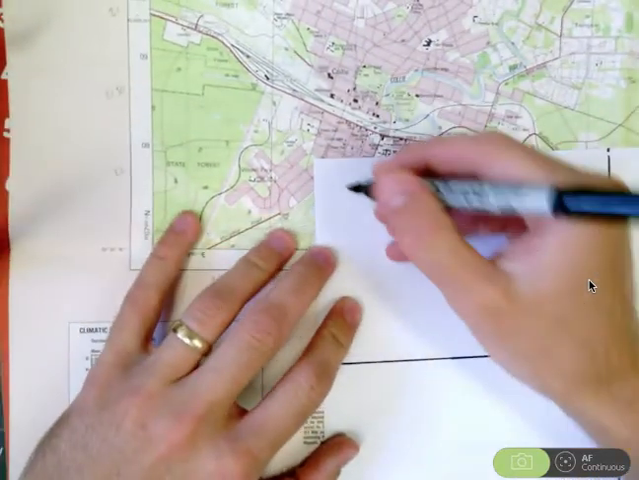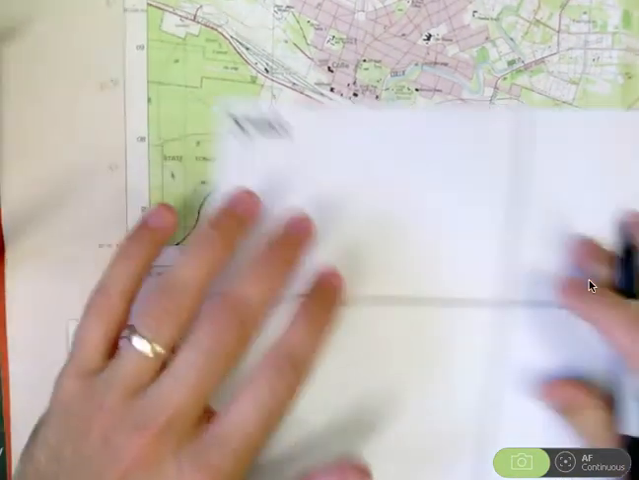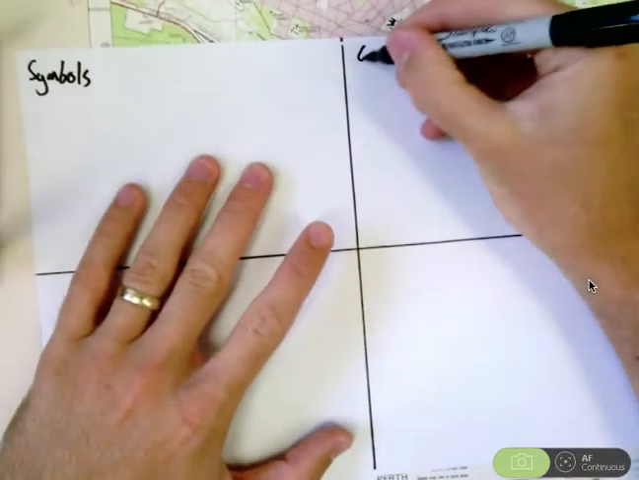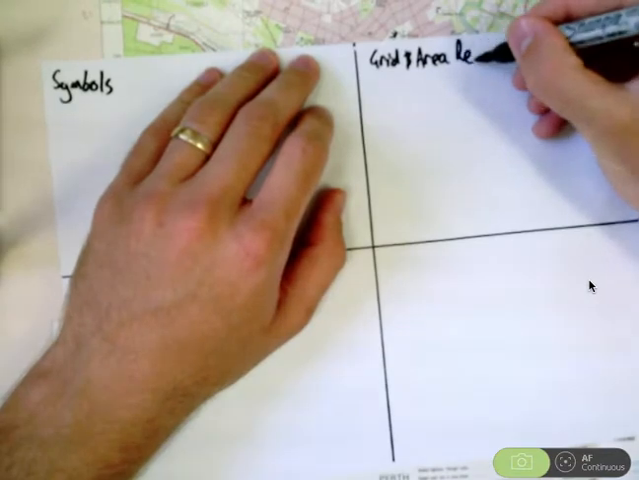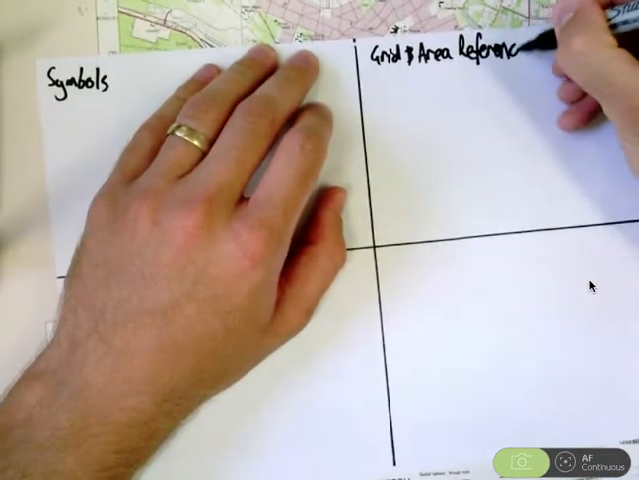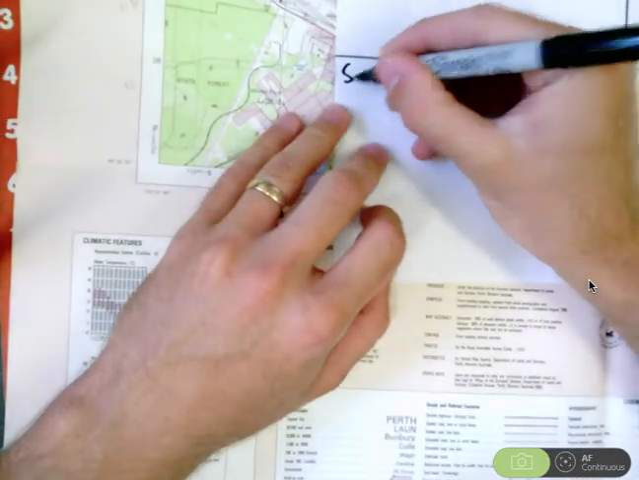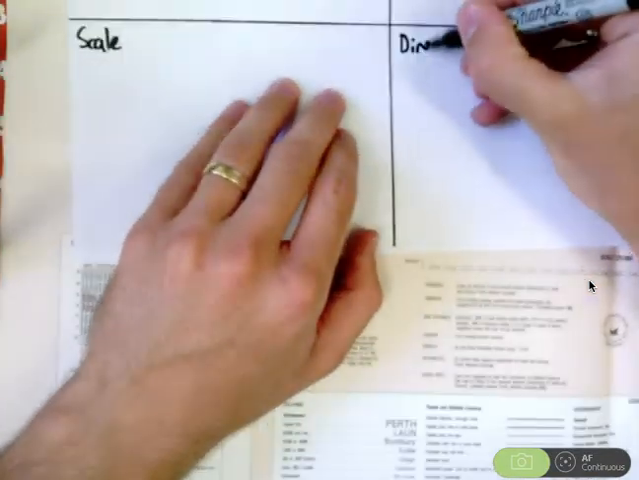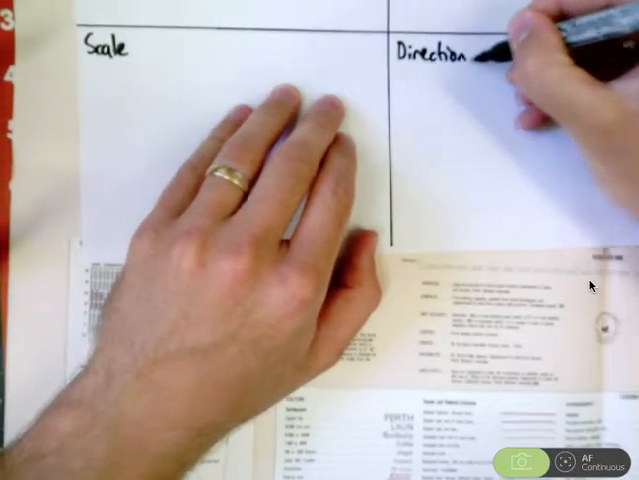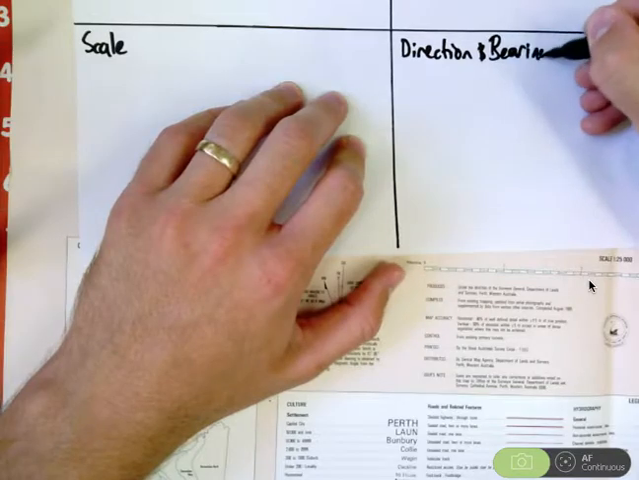It goes through all the skills in different ways than I will. Okay, so the first session of skills that we're going to learn is symbols, grid and area references. We'll learn about scale, and direction and bearings go hand in hand.